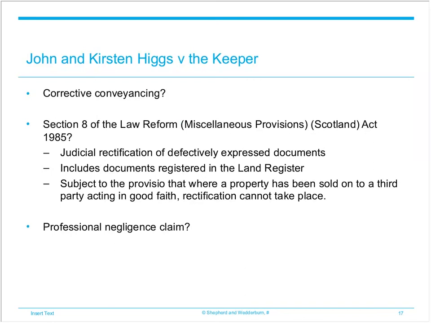If corrective conveyancing isn't successful, one remedy might be under Section 8 of the Law Reform (Miscellaneous Provisions) (Scotland) Act 1985, which provides for judicial rectification of defectively expressed documents, and that includes documents in the land register. It is subject to the proviso that where a property has been sold on to a third party who's acted in good faith, rectification can't take place. And that's one option that the Higgs may want to explore. Another option they could possibly explore is a professional negligence claim against the surveyors and/or the solicitors.